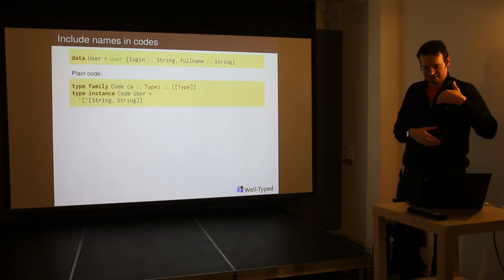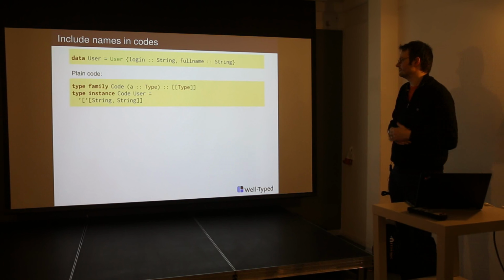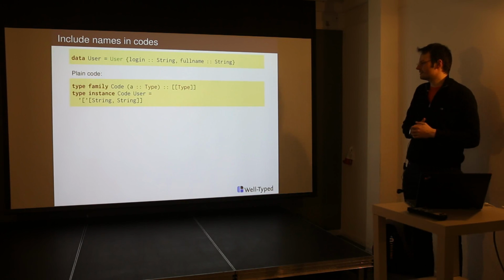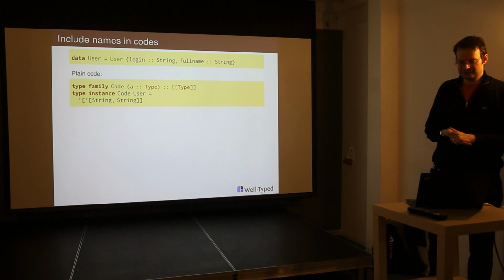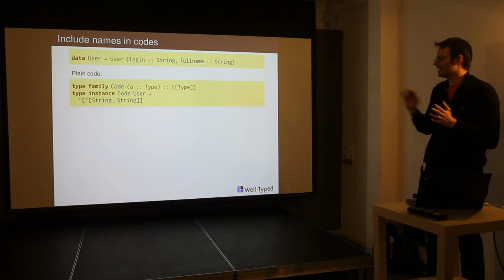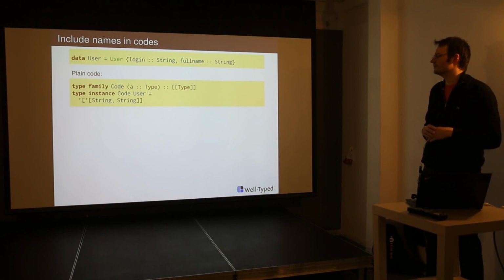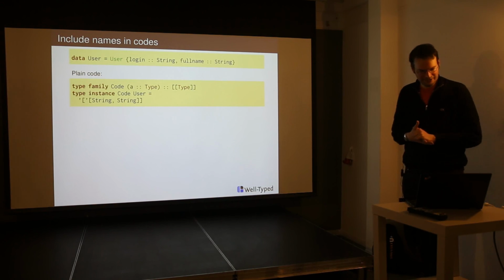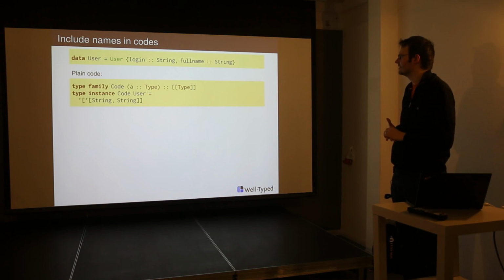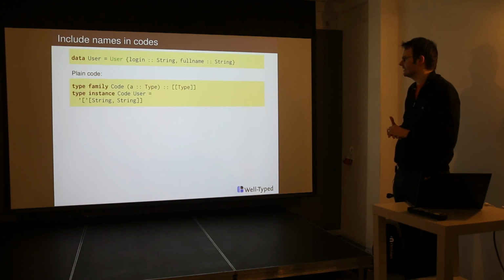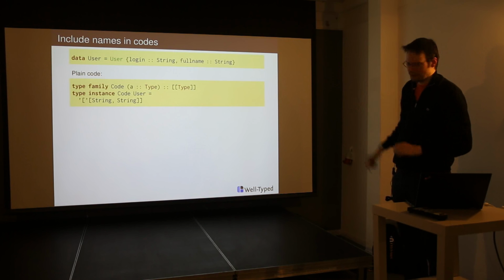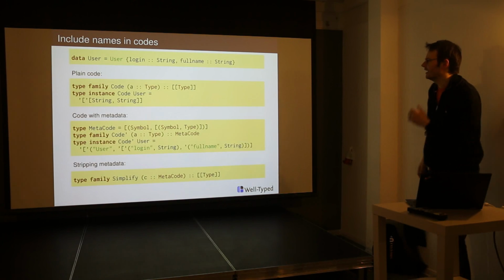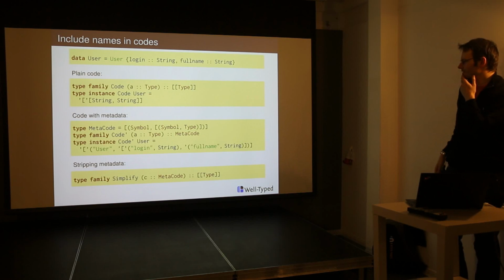So this is where we sort of extend the current state of generics SOP. There is actually a branch in generics SOP that has this already for some time, but again, there are many different ways in which you can do it, and I'm not completely sure yet what ultimately the best way to do it is. But we want to include names in codes sometimes. So this was the original way that codes work. And here are codes with metadata.